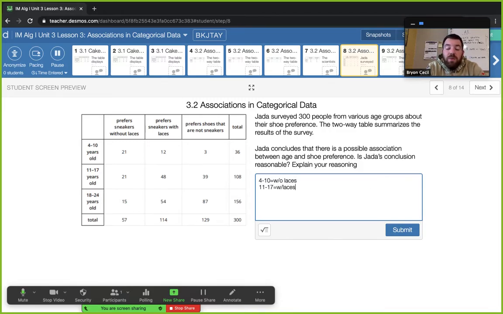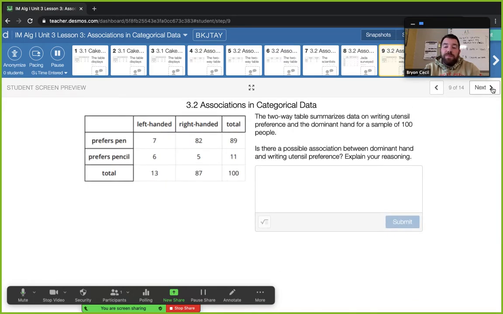Okay, they definitely don't want without laces, 48 to 21. And then that 18 to 24 guys, they don't even want sneakers. Okay, that's where they're at. So they're basically even just saying, hey, we would prefer you just give us a different shoe without sneakers. And so you can definitely see here, based on the age, there is a discrepancy or an association between their age and what they prefer to wear.